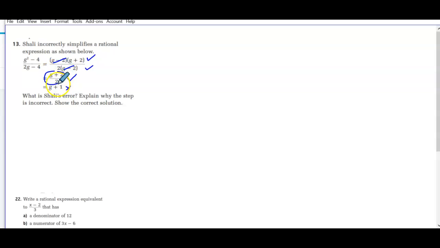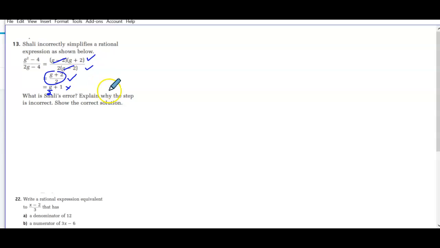This 2 has to go into every term there. So basically you have to be able to factor out a 2 from the numerator in order to divide it with a 2 in the denominator, and you can't. So if you separate it, she would need a 2 there, g over 2 plus 1. So that's where she went wrong.